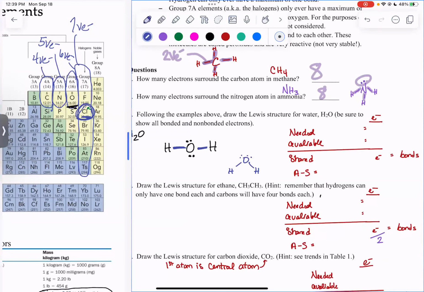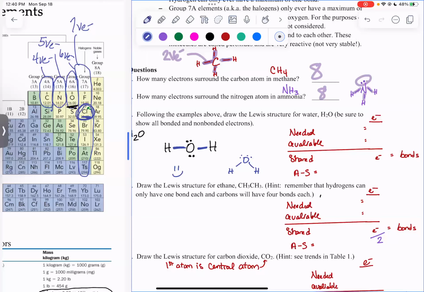Okay, so how do I know if this structure is right? I count around each atom and I say, do I have a complete octet? If I first check the oxygen, I'm going to go 2, 4, 6, 8. Okay, oxygen's good. Now hydrogen has got 2, but that's okay because hydrogen's happy with 2. And so this looks like a good structure to me.